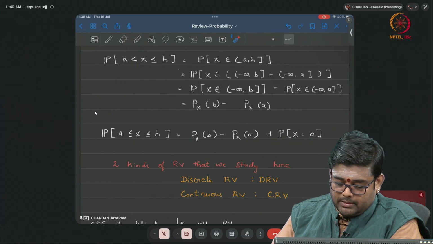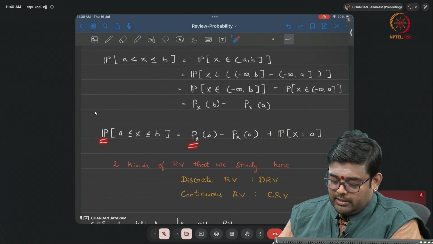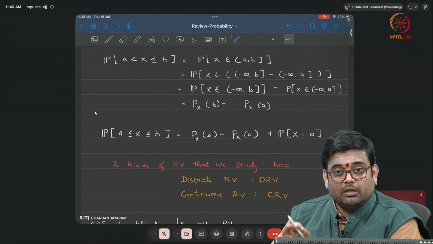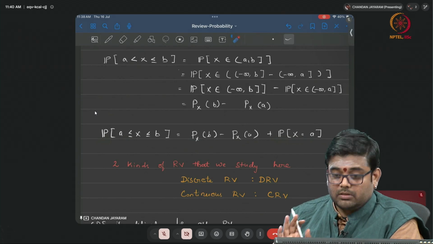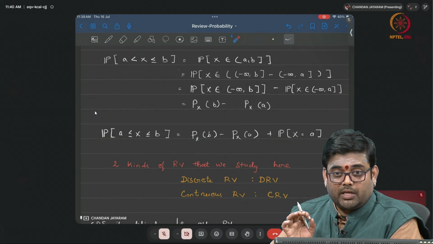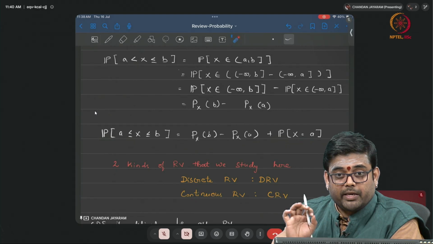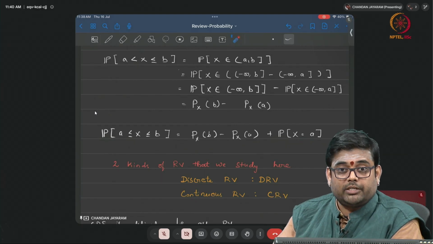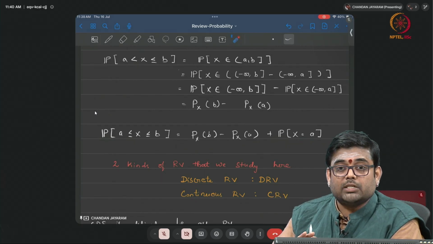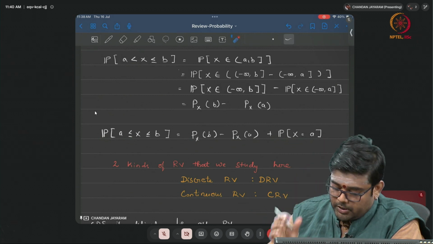Please see the difference in the notations that I have. Please try to understand it, and be very aware of whether I am speaking of the probability measure or of the CDF. So notationally, you should now be pretty clear about what is being looked into. Okay, fine.